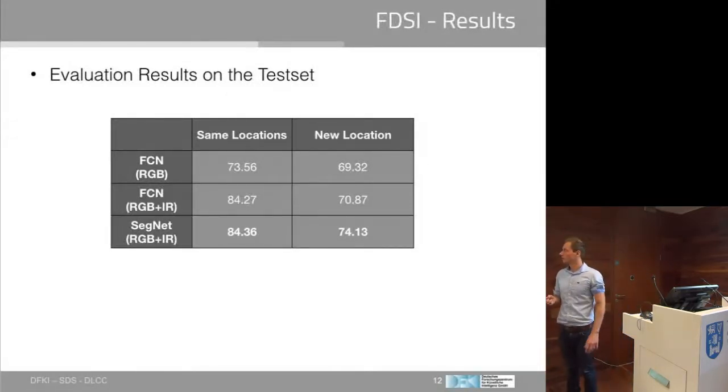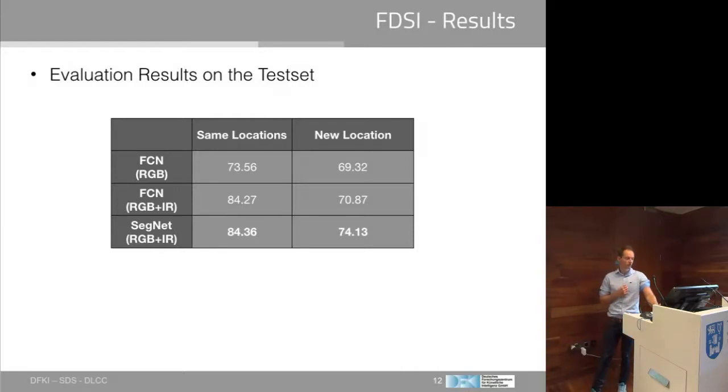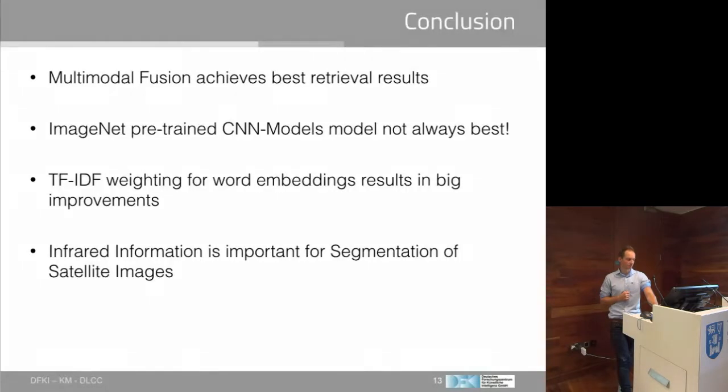So one major outcome here is that it is important to incorporate infrared into the models because it gives some information about soil moisture, about water basically, and also the more parameters in the encoder help the network to learn a bit better predictions, or better segmentation masks.